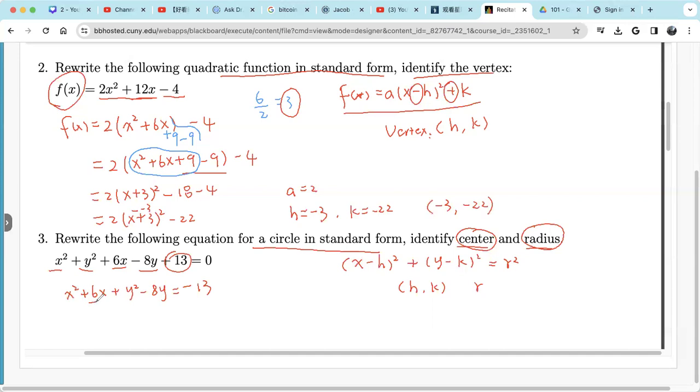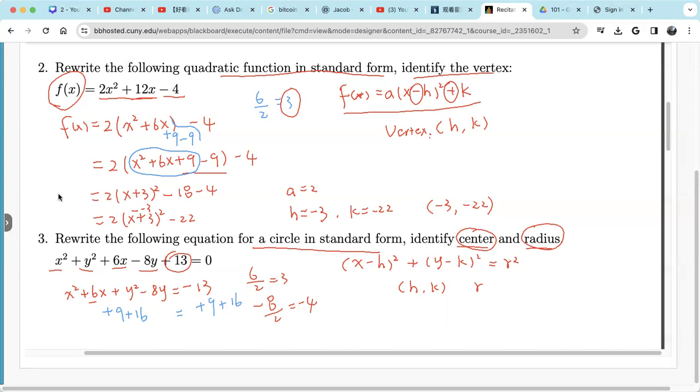Because the coefficient of x squared is 1, the coefficient of y squared is also 1. So we just take the coefficient of x, 6, divided by 2, we get 3. Then negative 8, the coefficient of y, divided by 2, we get negative 4. We're going to add 3 squared, which is 9, on both sides. Then negative 4 squared is positive 16. Also add 16 on both sides.